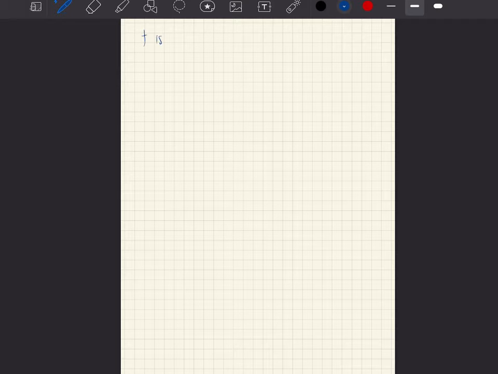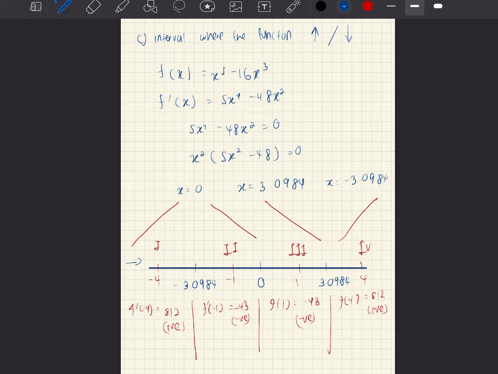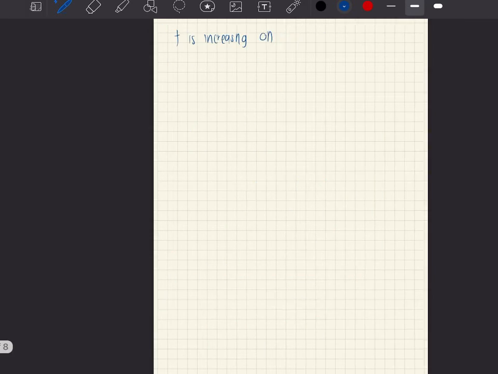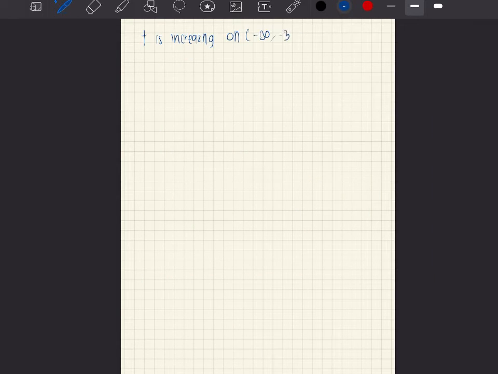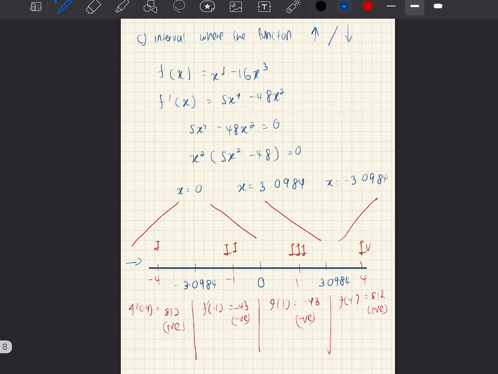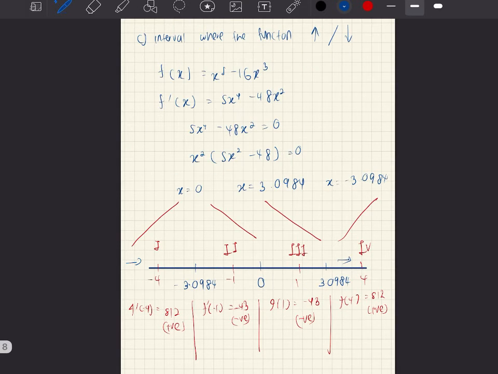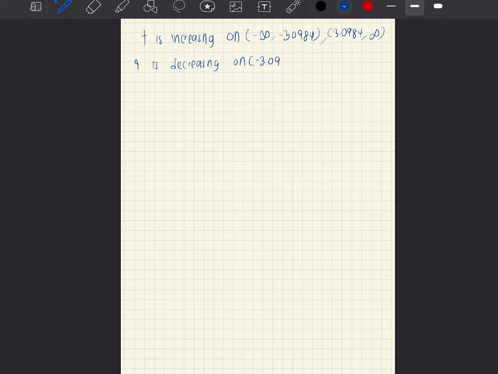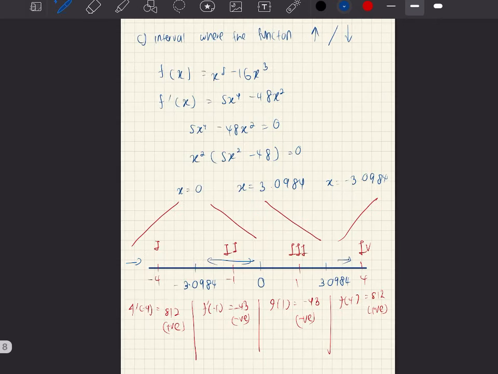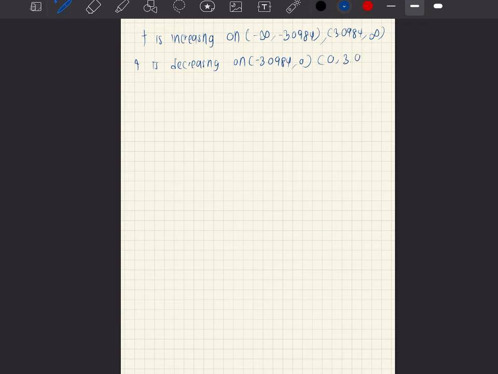So f is increasing on negative infinity to negative 3.0984, and also from 3.0984 to positive infinity. And f is decreasing on the intervals between negative 3.0984 to 0 and 0 to 3.0984.